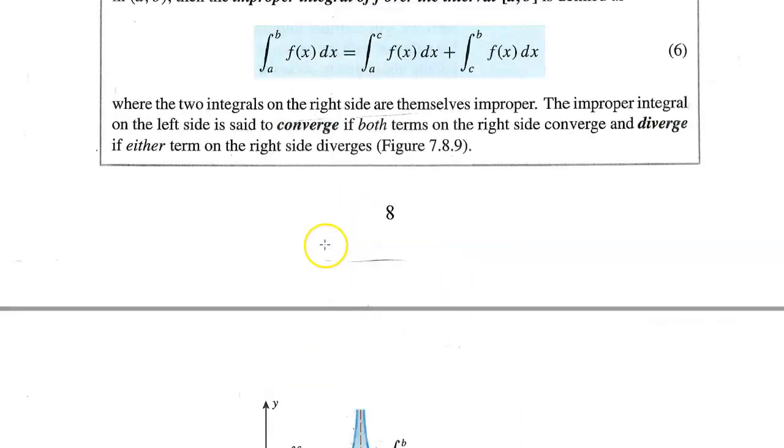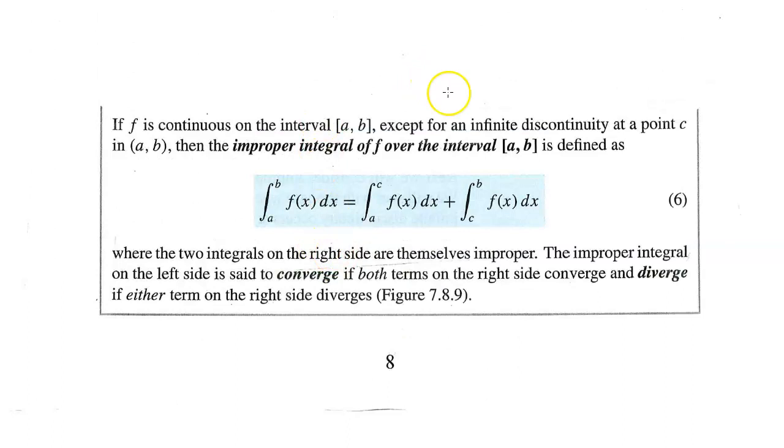Okay, so the improper integral of f over the interval a to b, the integral from a to b of f of x dx, is the integral from a to c of f of x dx plus the integral from c to b, where the two integrals on the right side are themselves improper. The improper integral on this side here is said to converge if both of these converge, and it's said to diverge if at least one of them diverges. If either one diverges or both, this original one is said to diverge.